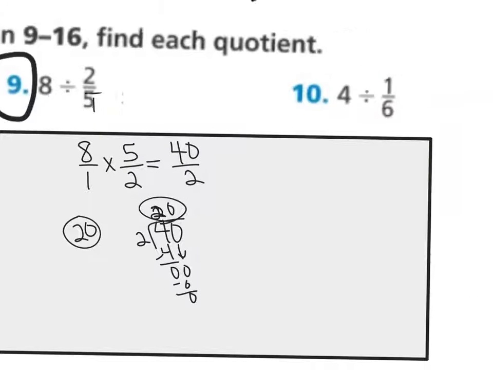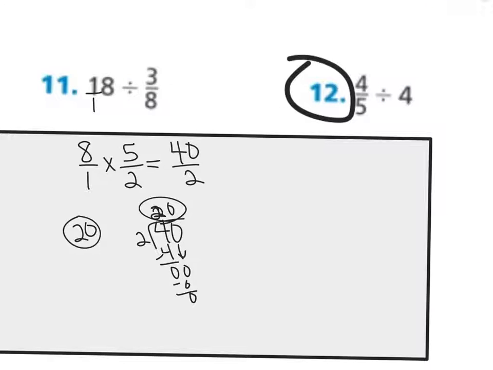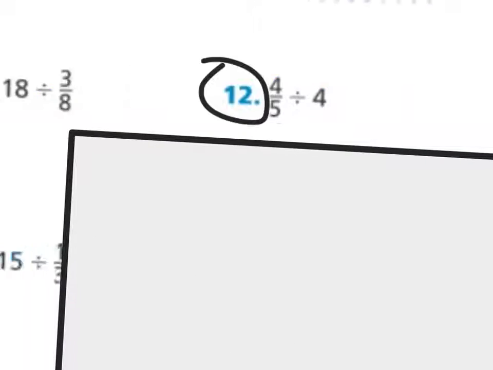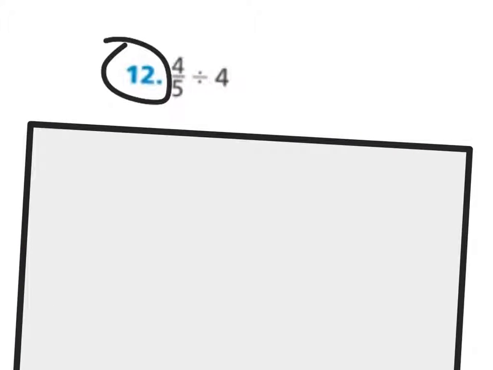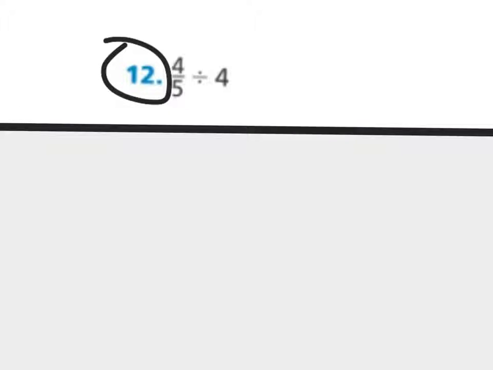So if we go over to number 12, 4/5 divided by 4. Again, we can put that as 4 over 1. And now we're going to change it to a multiplication problem. So keep, change, reciprocal becomes 4/5 times 1/4.